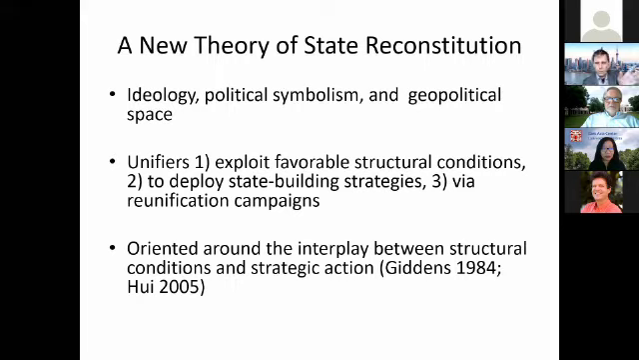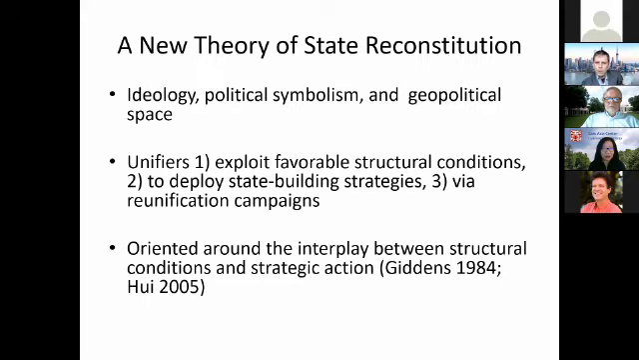So again, I'm going to talk a bit more about these factors in just a moment. But first, I want to emphasize that one of the principal ontological assumptions, if you will, of this theory is that you have intentional, purposive individuals that I've termed unifiers, which I've actually gotten from the historical literature on Sengoku Japan, but I think that the concept can be applied outside of that context.